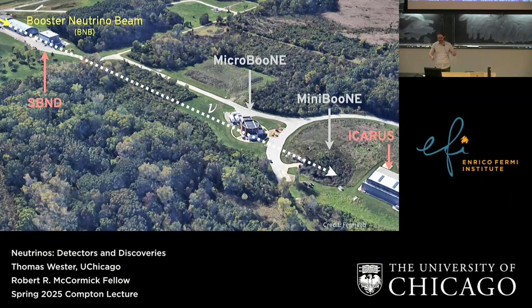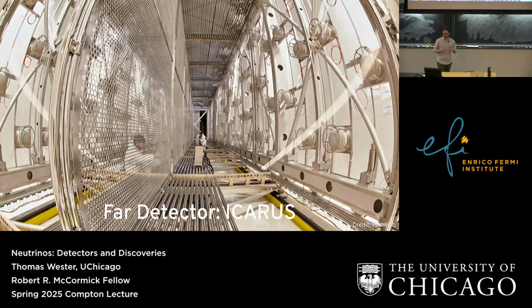So just back to this map a little bit. Again, we have the Booster Neutrino Beam over here where the target is. SBND is right there, about 100 meters from the target point. And then ICARUS is just behind where MiniBooNE was, over here. So I'll talk a little bit about ICARUS. This is a picture of the inside during the ICARUS assembly. You can see some of the components coming together. These are the photodetectors on the walls, and then there are wires in front of them, but you can't really see them because they're so thin.